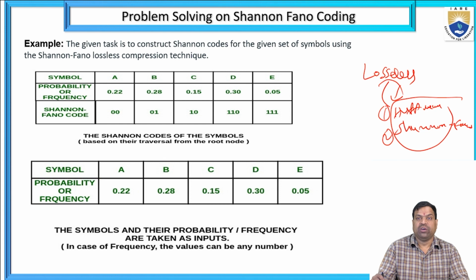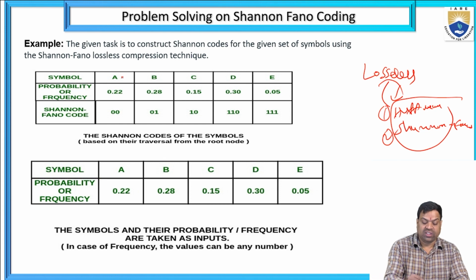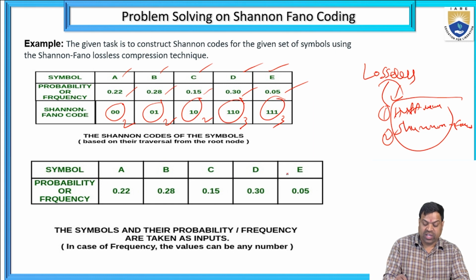In the question they gave symbols A, B, C, D, E. These are the 5 symbols, and the probability values are 0.22, 0.28, 0.15, 0.30, 0.05. The Shannon Fano code is already given: 00, 01, 10, 110, 111. So it is 2 bit, 2 bit, 2 bit, and 3 bit, 3 bit.